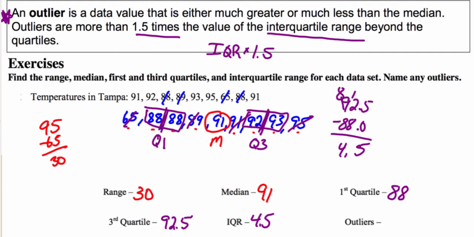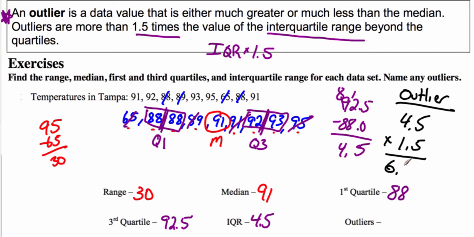Now, in order to find outliers, he has to multiply 4.5 times 1.5. Our interquartile range times 1.5 is going to give us what? 6.75, sorry. I was going to say, I don't think it hits exactly there. So 6.75. So that's our magic number. To find an outlier, it has to be 6.75 below the first quartile or 6.75 above the third quartile.